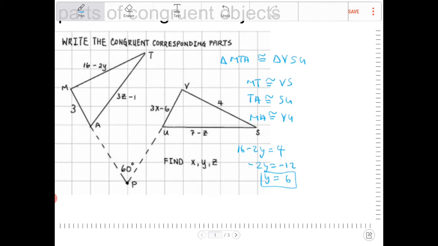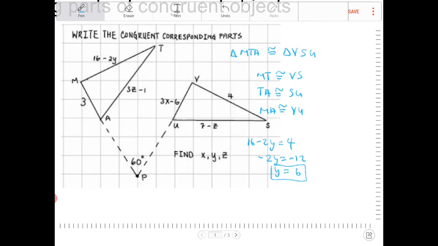Now I'm going to go through and solve for the sides, TA corresponding to SU. So TA is 3z minus 1, and SU is 7 minus z. Again, I'm going to solve for z. Add z to both sides, I get 4z. Add 1 to both sides, I get 8. Z therefore is equal to 2.